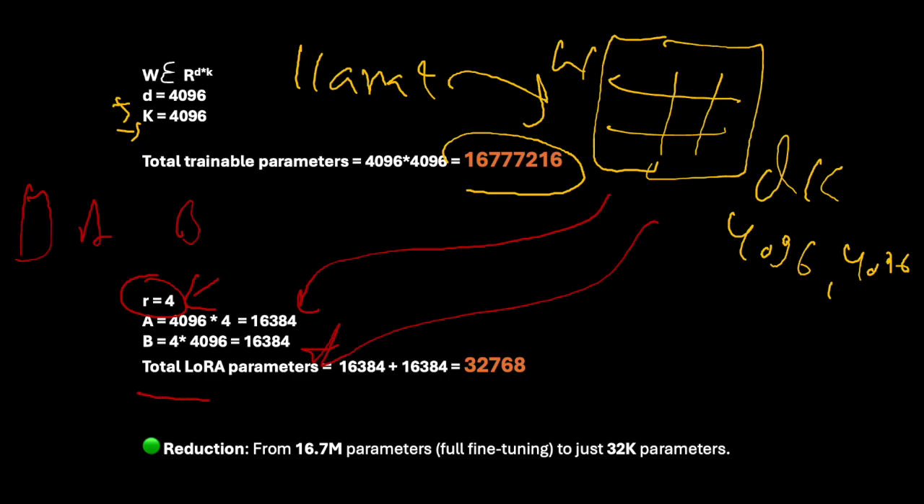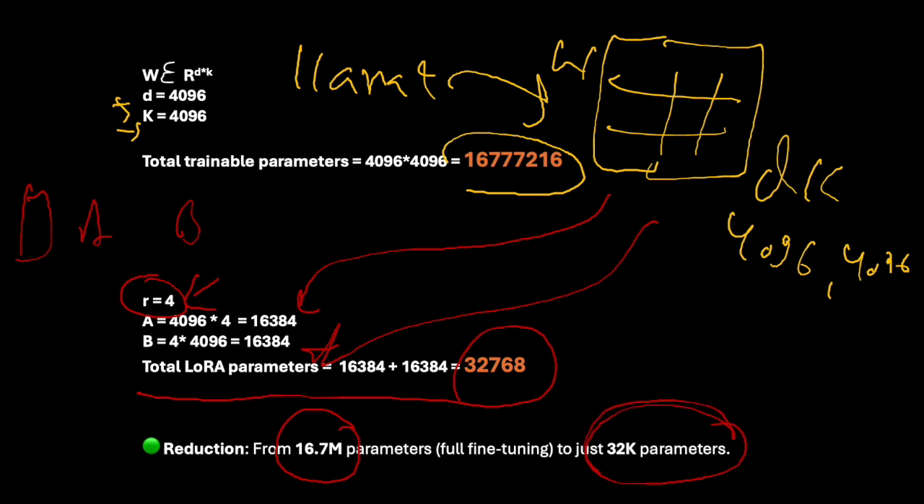So here, how many total trainable parameters are there? It's 32k. So from 16.7 million, it has reduced to 32k. The factor by which it has reduced is almost 10 to the power 3. So this is how efficient LoRA becomes. If you see it from a more mathematical perspective, things become super clear.